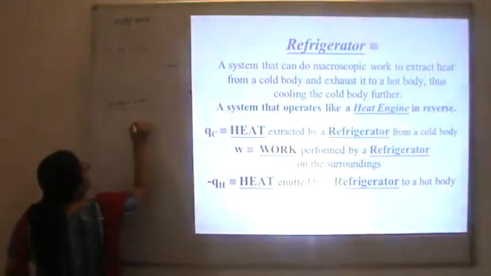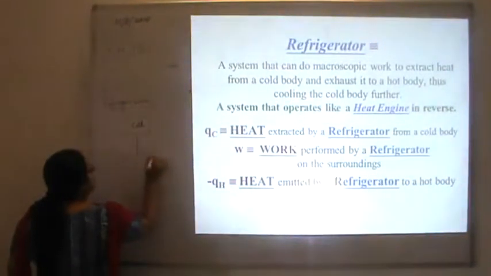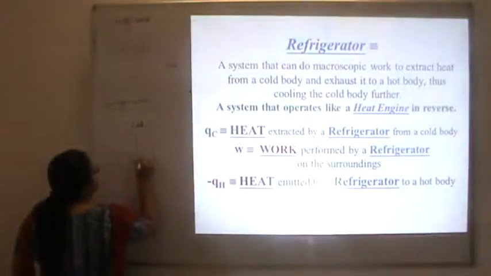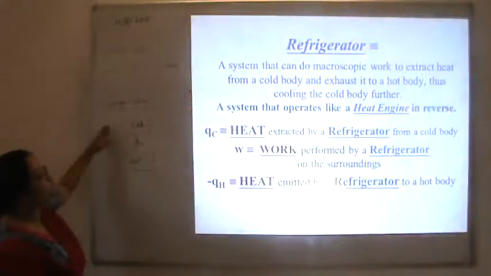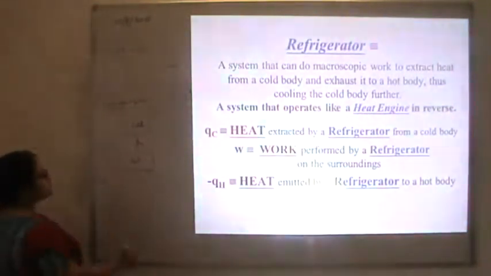So in a refrigerator, this is cold, this is hot. Transfer of heat from cold to hot. You can say this is a reverse heat engine.